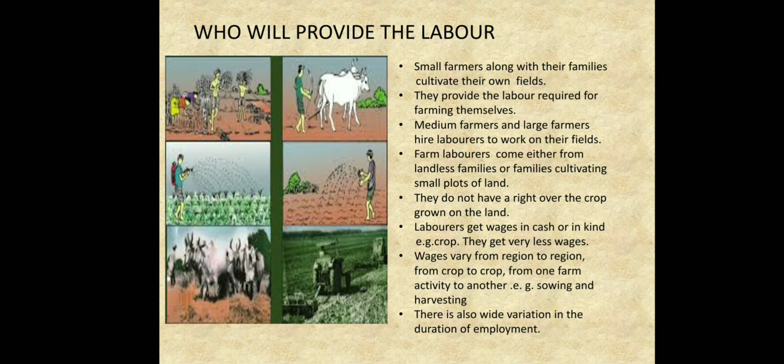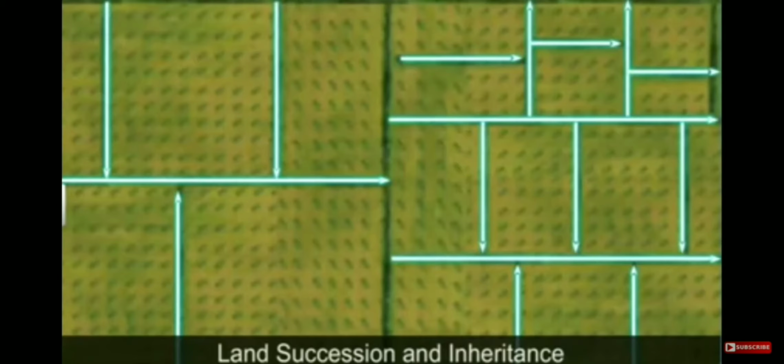Wages vary widely from region to region, from crop to crop, from one farm activity to another, like sowing and harvesting. There is also a wide variation in the duration of employment. A farm laborer might be employed on a daily basis or for one particular farm activity like harvesting or for the whole year. Do you know how land succession and inheritance happen in a village?